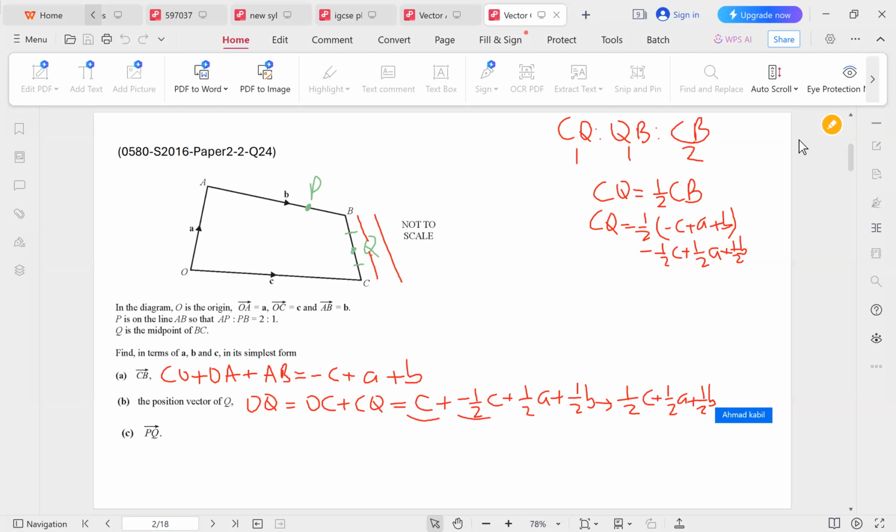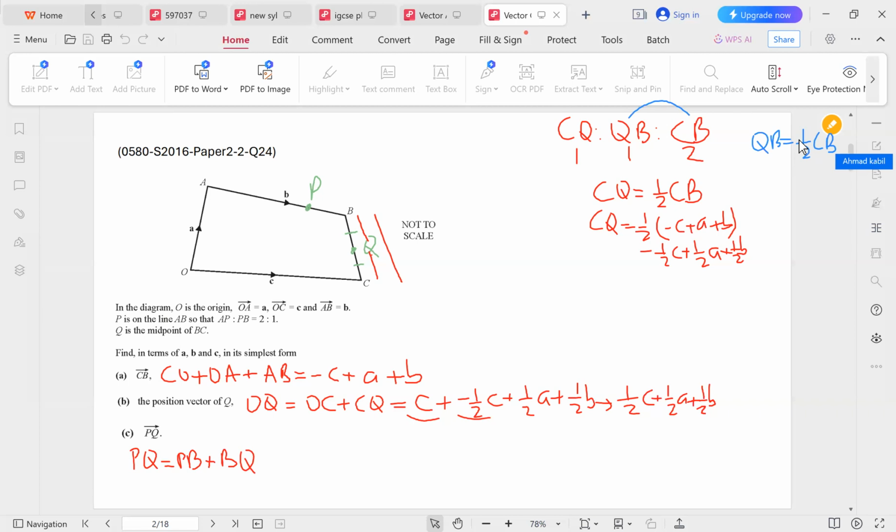Now we're done with question B. Finally, we need to find PQ. So PQ would be equal to PB plus BQ. Now, in order to get PB plus BQ, we would have to first find BQ. We already have BQ in the ratio. So we can say that QB equals half CB as well.